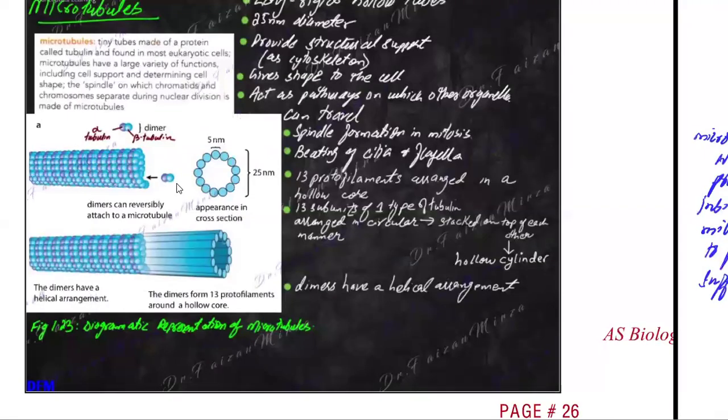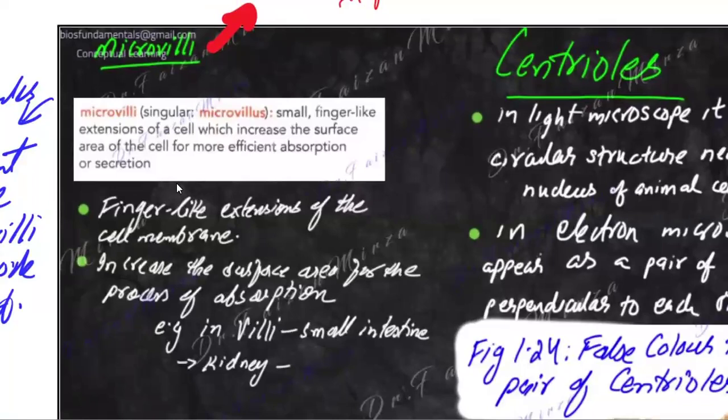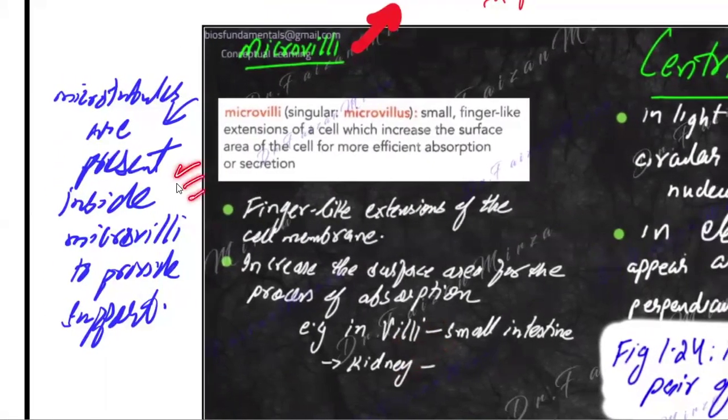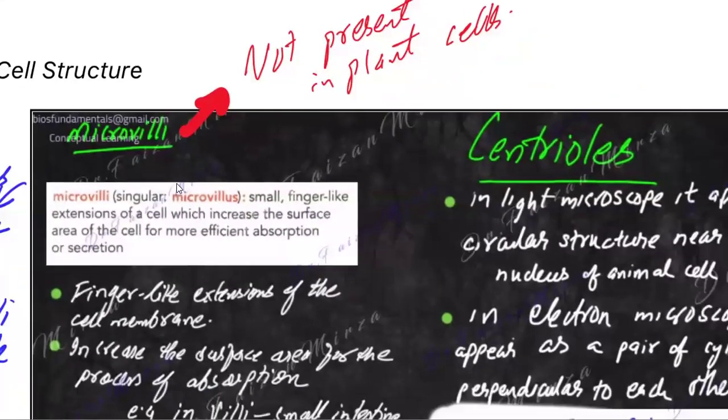Moving on from microtubules, we have microvilli. Microvilli are involved in increasing the surface area for efficient absorption or secretion. They are finger-like extensions of the cell surface membrane. They increase the surface area for absorption, for example, in your villi or in your kidney. Microtubules are present in the base of microvilli. They provide support to the microvilli, pretty much what they do to cilia and flagella as well. Microvilli are absent in plant cells.